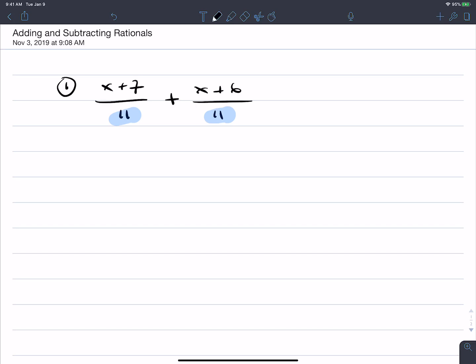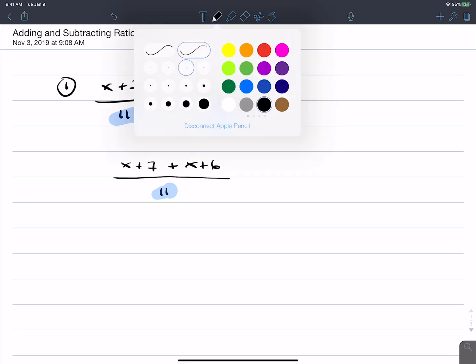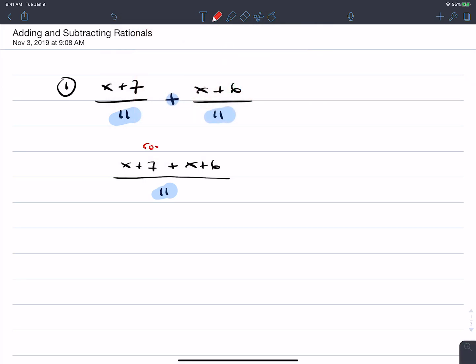All we need to do is perform the operation that they gave us here, meaning we just have to add the numerators together and divide by that denominator of 11 here. So at this point, we're going to combine like terms for the numerator.